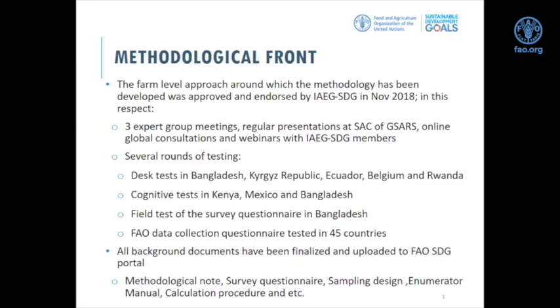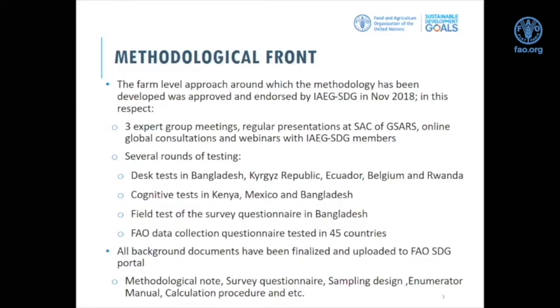So the methodology, as I mentioned in my previous presentation, was approved and endorsed by IAEG SDG in November 2018. There were a few other areas which the IAEG SDG wanted us to improve on. So in this respect, we constituted this informal group of countries, which I explained with respect to the biodiversity sub-indicator yesterday. We worked the entire 2019 with the selected group to refine the criteria of the biodiversity indicator. And in November 2019, once again, the group re-approved and re-endorsed the refinements that we proposed.